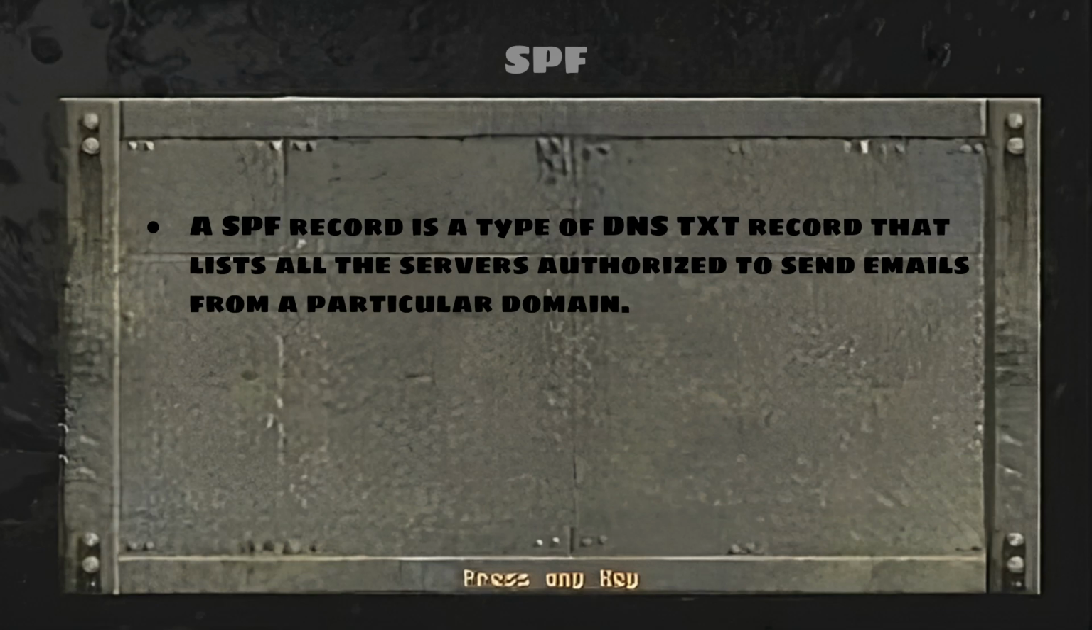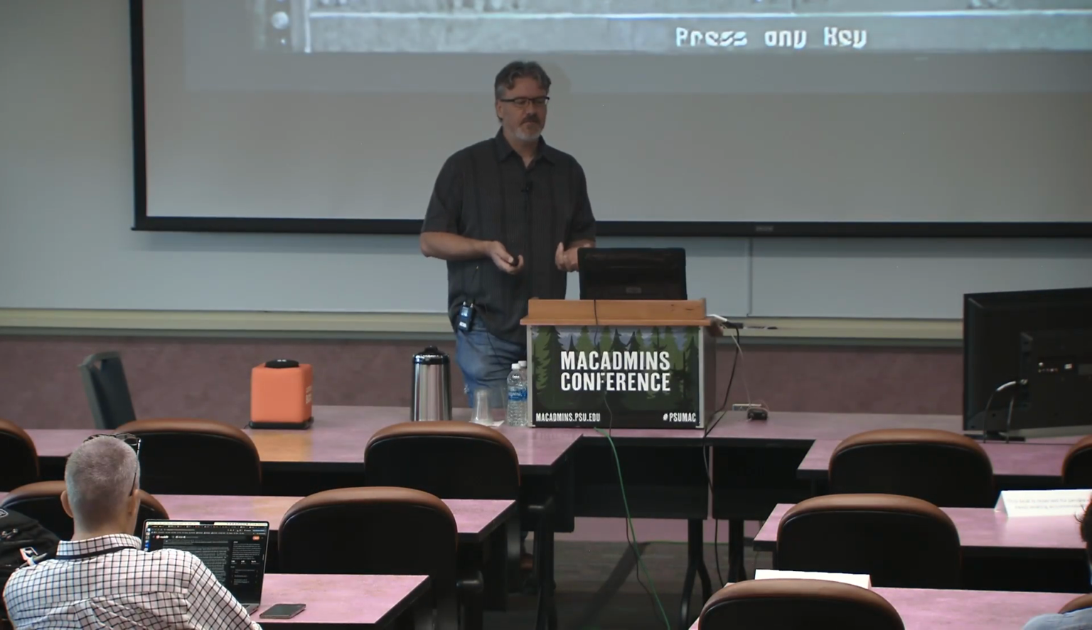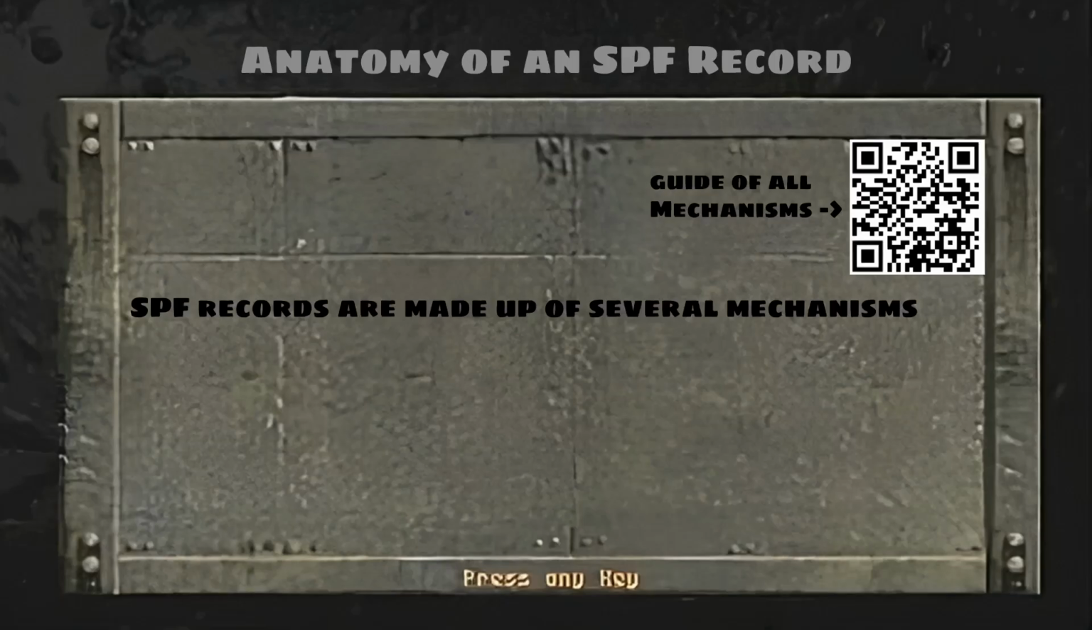So SPF is a DNS text record, and essentially it lists all the servers that you, as a system administrator, are authorizing to send email from your controlled domains. There are what they call mechanisms inside of the SPF record, which allow us to configure these things to be quite reasonably flexible.